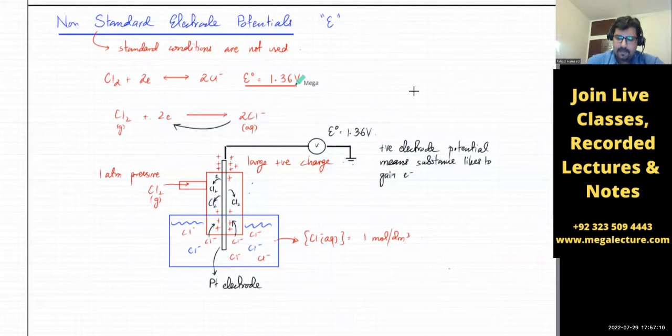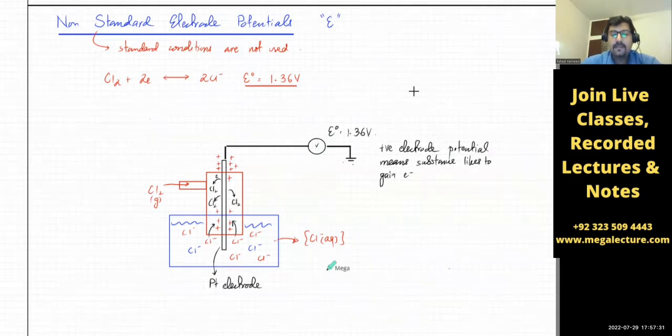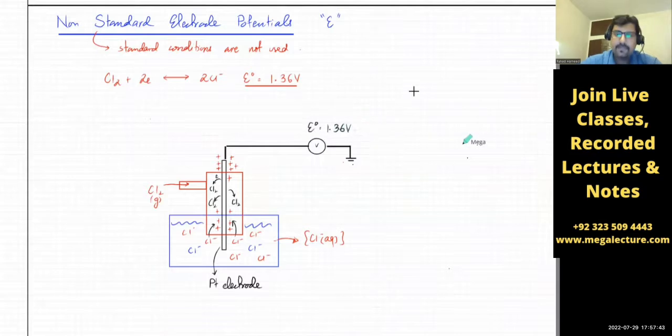ठीक है. अच्छा, this one over here, this is the Cl electrode, and let's imagine at the moment this is Cl2, it's no longer under standard conditions. The Cl minus 1 concentration is no longer 1 mole per dm cube. Okay, you've got a platinum electrode. इसको भी हटा देते हैं, पहले किया था. So this is 1.36 volts, but under standard conditions.